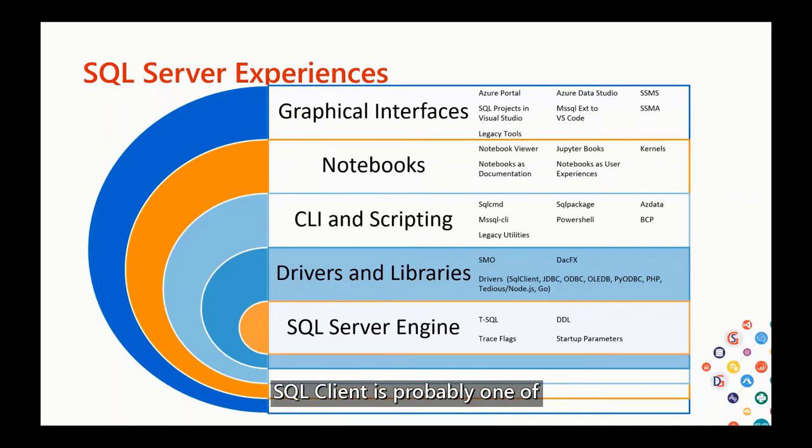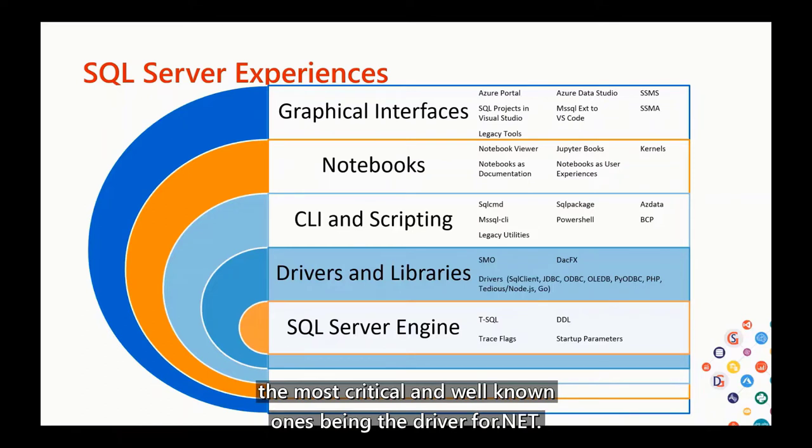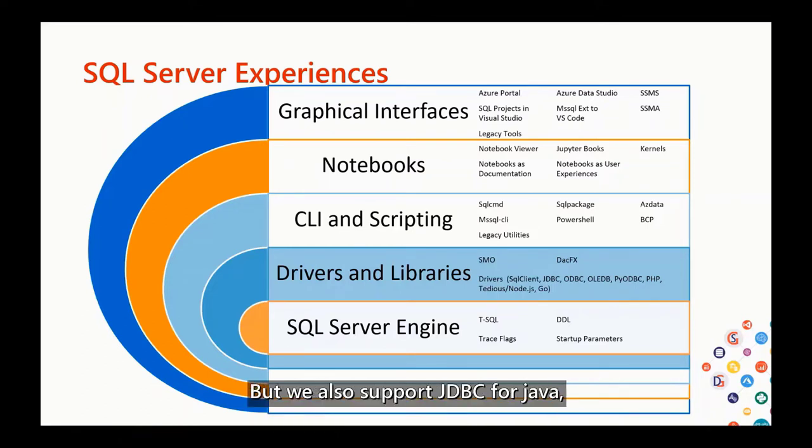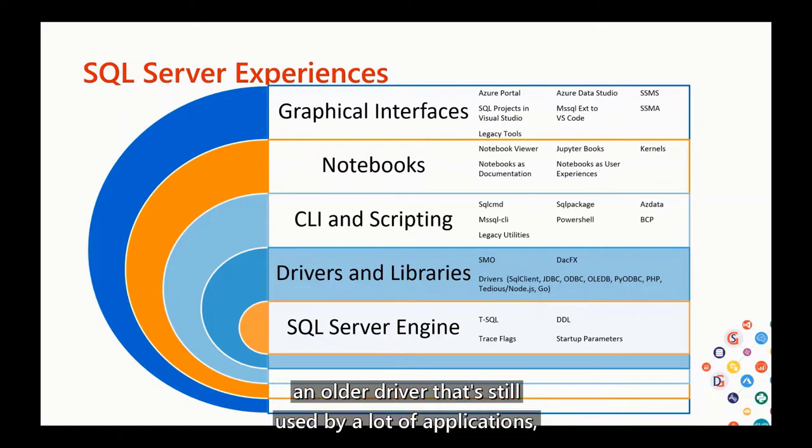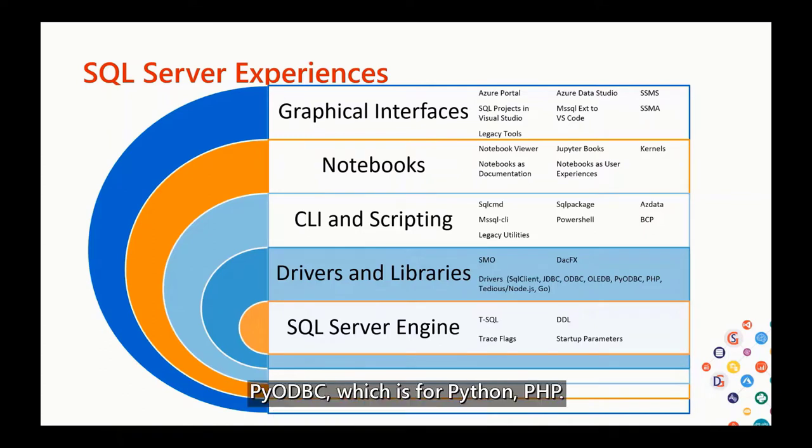So SqlClient is probably one of the most critical and well-known ones, being the driver for .NET, but we also support JDBC for Java, ODBC, which is across a large number of languages, including C and C++, OLE DB, which is a bit of an older driver that's still used by a lot of applications, PyODBC, which is for Python, PHP for PHP. There is a driver called Tedious, which is for Node.js. And then we have Go, and we've actually increasingly been investing as well in Django.